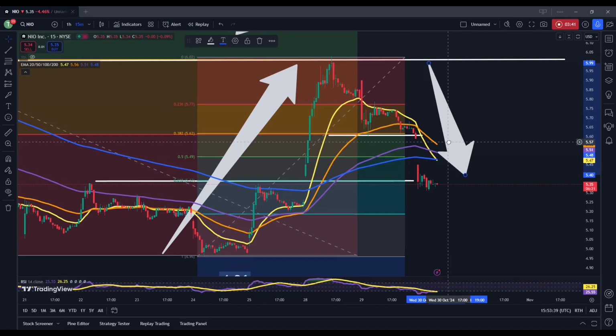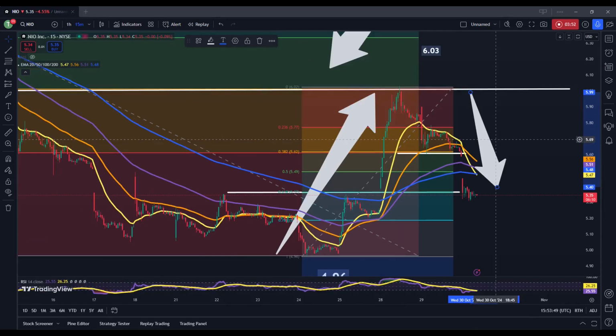If we do start to see an hourly close below here, a four hourly close below here, possibly even a daily close below here, that's now your warning signal that this trend movement is starting to turn around.